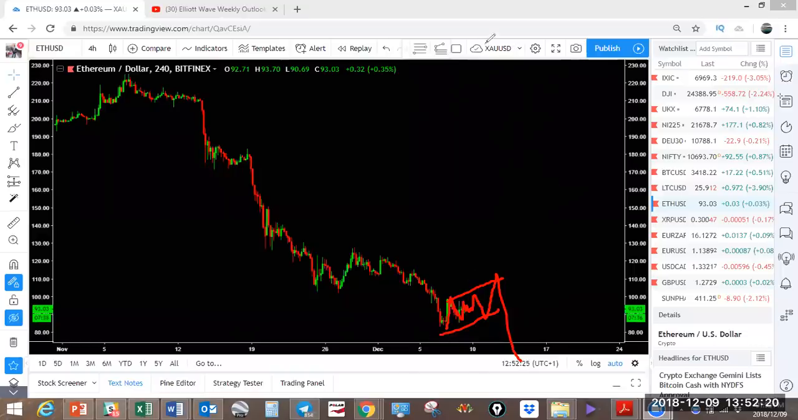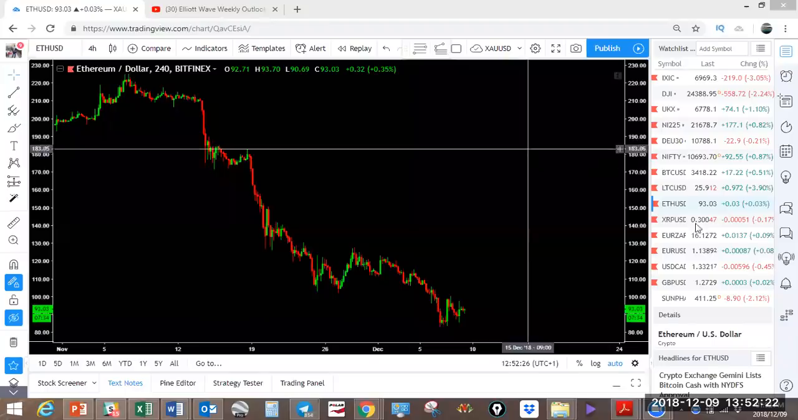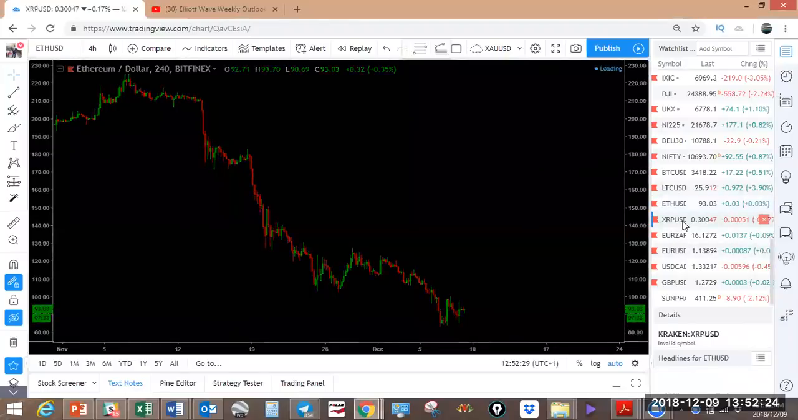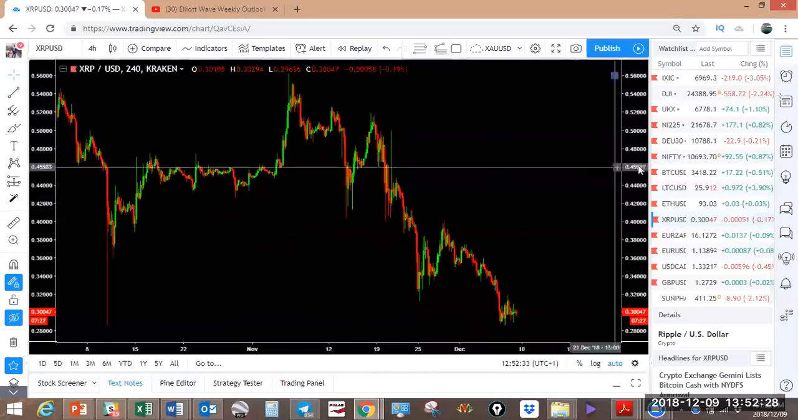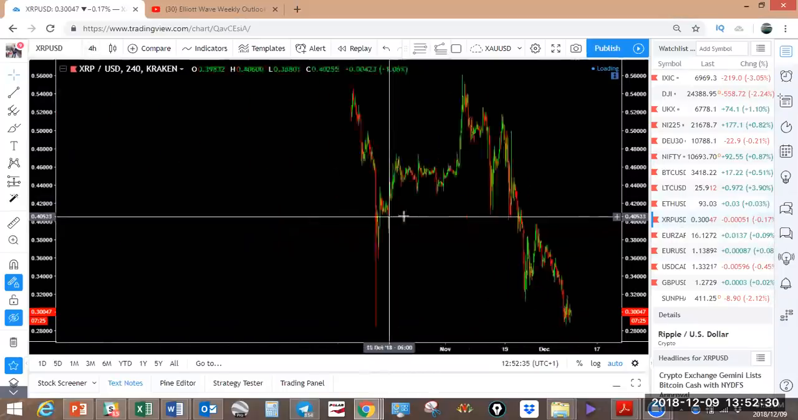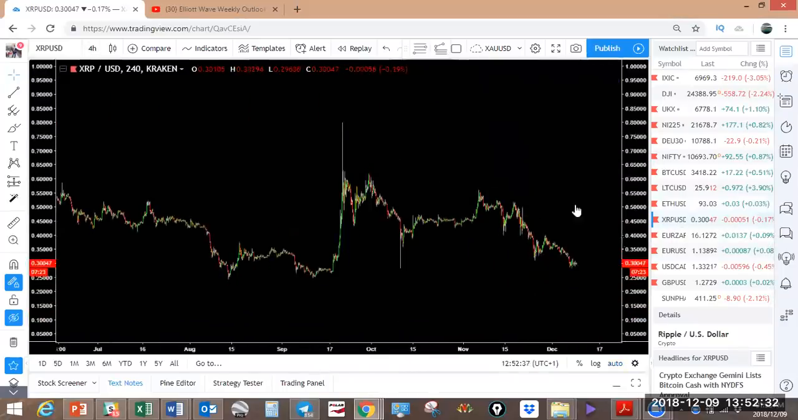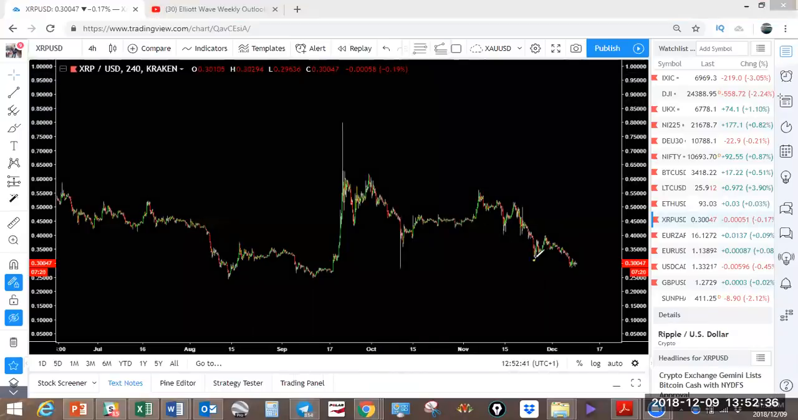So we'll update this as we go. But the theme for the week is continued weakness in the cryptocurrencies. Ripple, sorry. Let's just get a higher degree structure on Ripple. All the cryptocurrencies were making these corrections last week. And I said that they're still going to drop some more. Only Ripple is now very close to retesting this previous low.